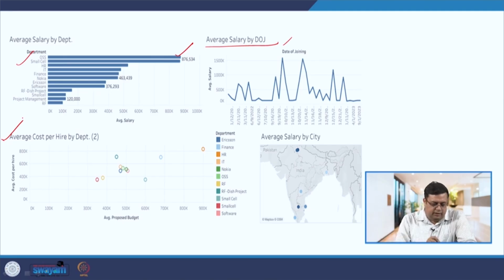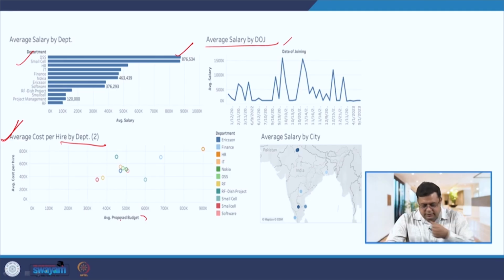But in these graphs you can see some mistakes also. Here the title of the graph is average cost per hire by the department, but the department name is not there, right. That is what you can see here. So, that is what I am recommending: whenever you are making a graph, you must have clarity on what is the x-axis, what is the y-axis, and what is coming on that. Then only you will be able to make some sense from these graphs, otherwise not.